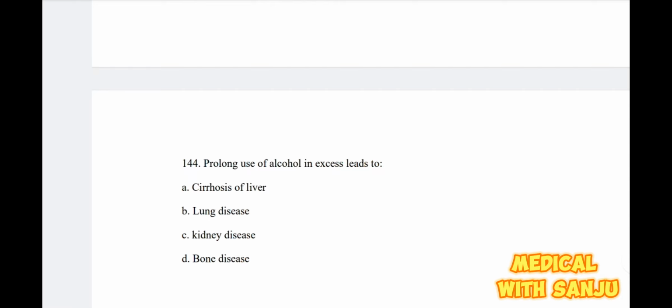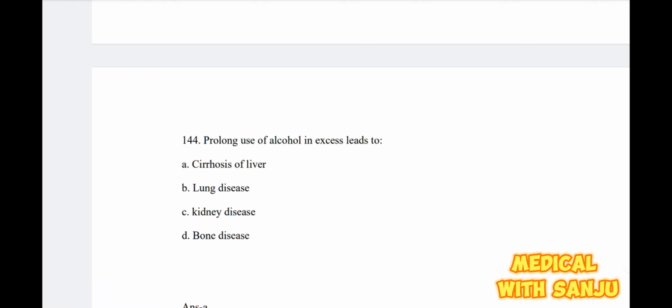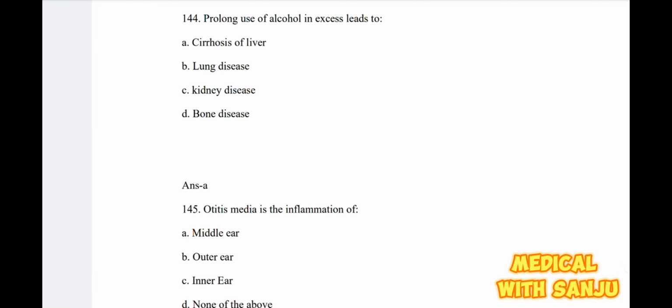Question number 144. Prolonged use of alcohol in excess leads to option A cirrhosis of liver, option B lungs disease, option C kidney disease, and option D bone disease. Prolonged use of alcohol in excess leads to cirrhosis of liver. Option A is right answer.